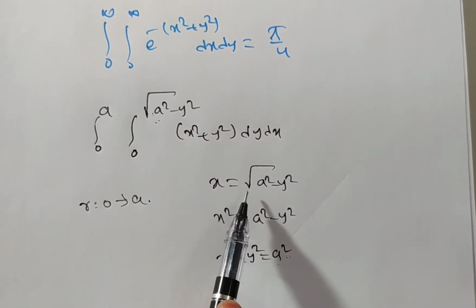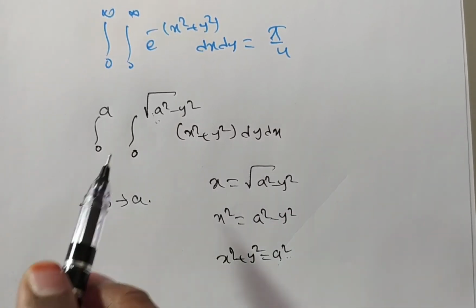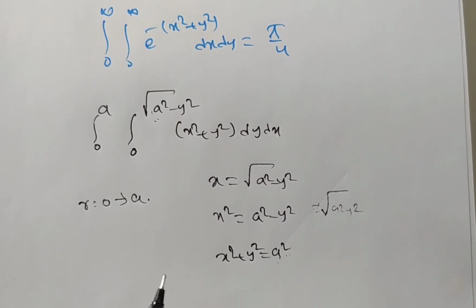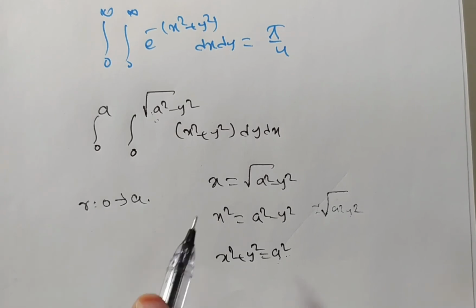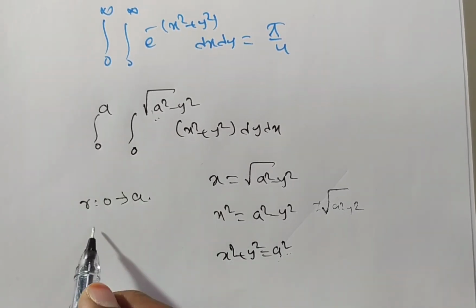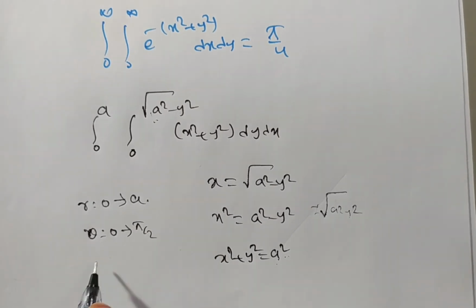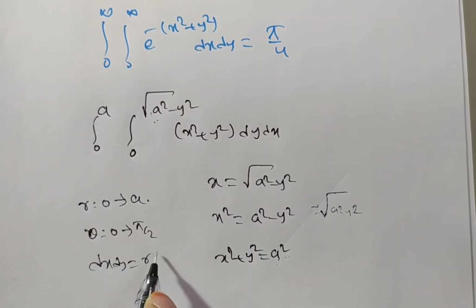And this is only plus, they have given only plus. Actually, if they give plus or minus square root of a square minus y square, it occupies two quadrants. But here only plus is given. So in this case angle theta is also from 0 to pi by 2. And dx dy, as already discussed, is r dr d theta. Now you integrate this one.